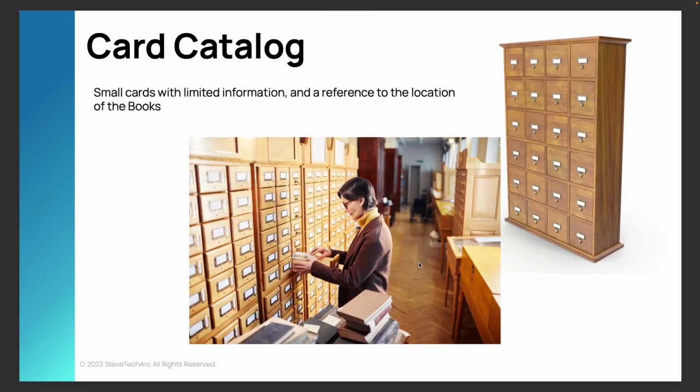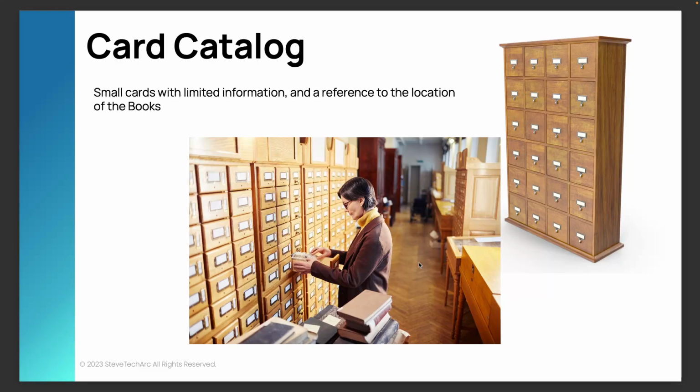So then how did they solve that with libraries? What they did is they had what's called a card catalog, small cards with limited information and a reference to the location of the book. And so you would have one card catalog by title, one card, and it would have a little index card for every book in the library, organized by title.